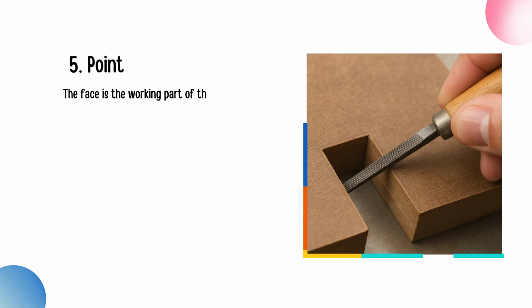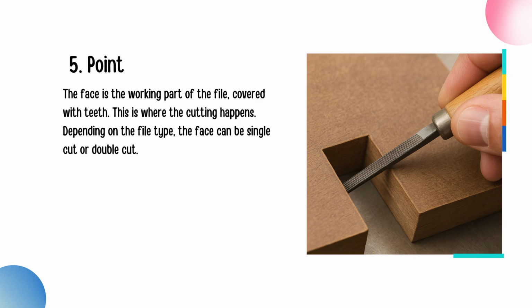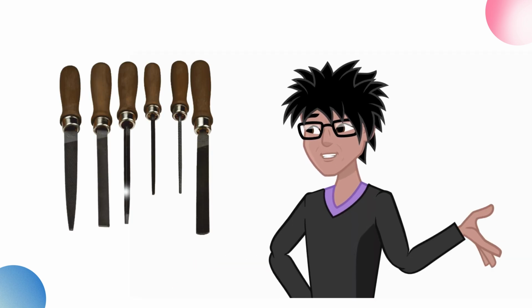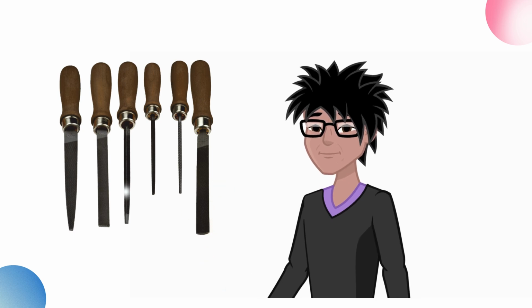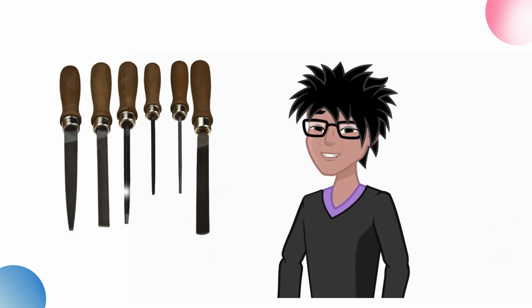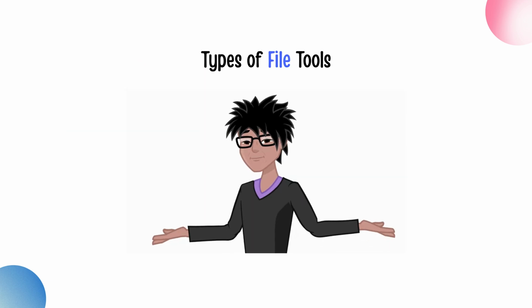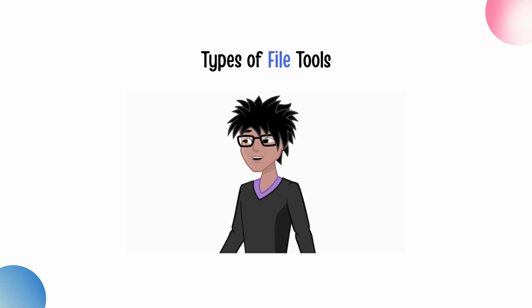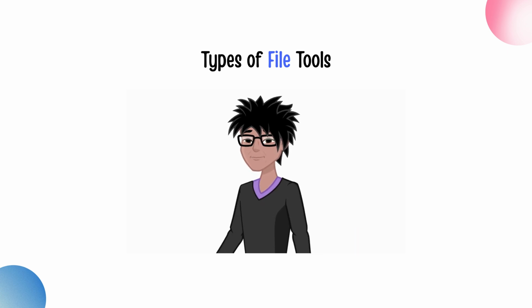Point. This is the tapered end opposite the handle. It helps reach into tight spaces and assists in filing narrow areas. So, remember, from tang to point, every part of a file tool is designed for control, safety, and precision. Understanding these parts helps you choose the right file and use it the right way. Files come in various shapes and tooth patterns, each designed for a specific task. Let's take a look at the most common types of file tools used in workshops.